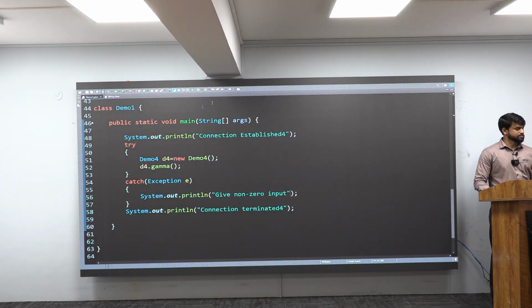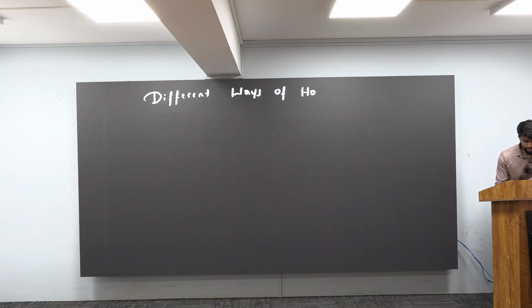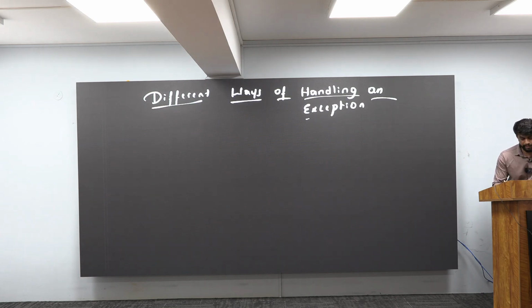What is that, if you ask me? The next concept name is this: different ways of handling an exception. As of now, you guys know only one way to handle an exception. What is that one way? Try and catch. Let me tell you, my friends, it is not one way. There are multiple ways.